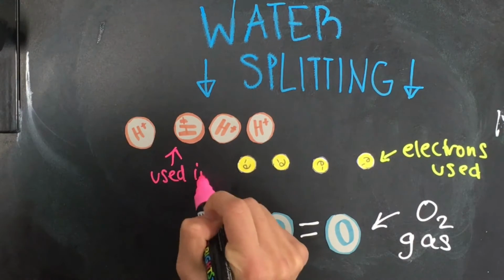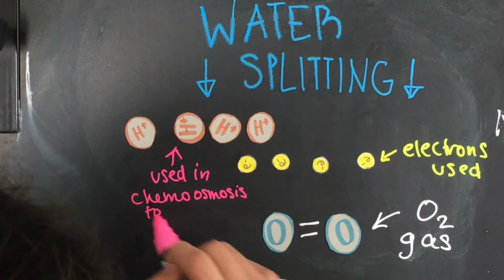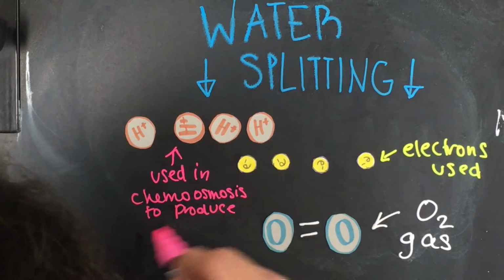The electrons that have been separated are used during the light-dependent reactions, and the hydrogen ions are used to make a concentration gradient that will later generate ATP, but more on that later.